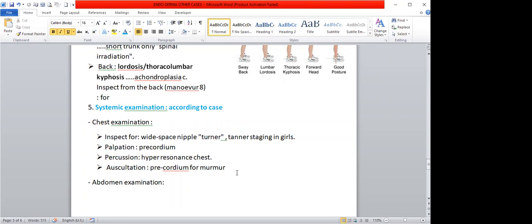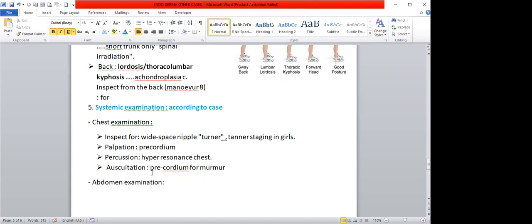I want to auscultate according to the case. Suppose the case is obesity with short height, then what will be the auscultatory finding? What will you expect in a child who is obese and short? Can anybody tell? Anybody suggest? Cushing's syndrome, but I said auscultatory finding.